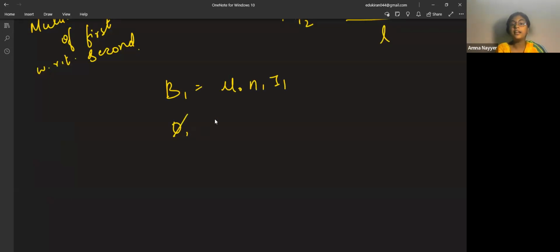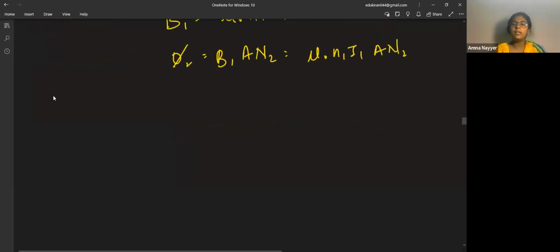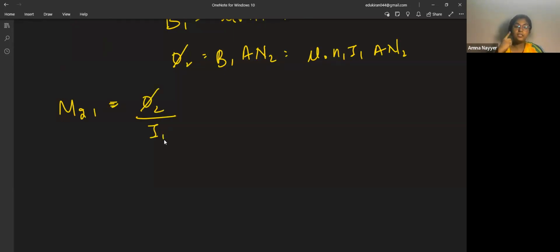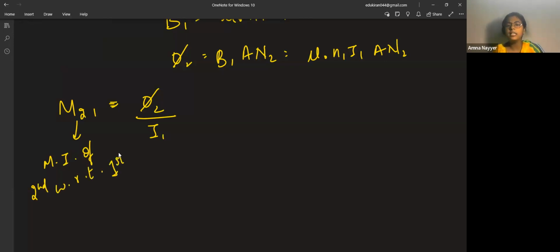Then I'll consider phi 2, which is being changed of first one in the second coil. So this becomes mu naught N1 I1 A into N2. Same derivation it will become. Now what will be? This will be M21, which will be equal to phi 2 divided by, now current will be in the first one. So this becomes mutual induction of second with respect to first. The way we write relative velocity, VAB, velocity of A with respect to B, similarly, this is how we will write it.